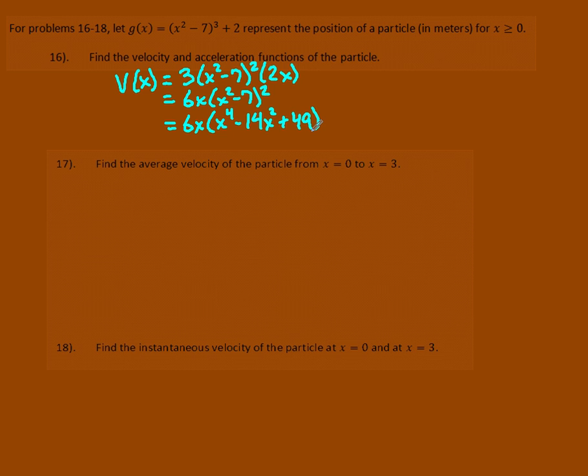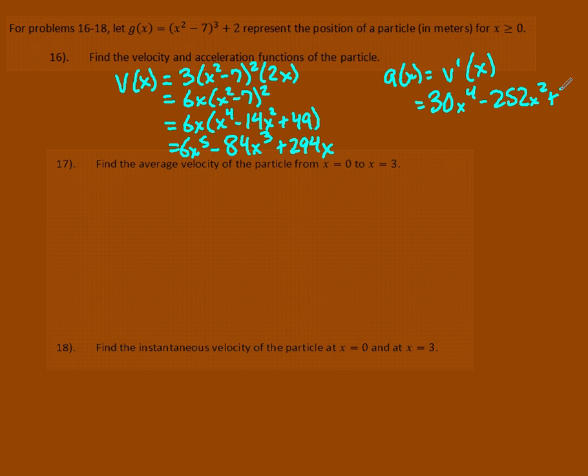And I can even distribute that 6x all the way through. When I do that, I will get 6x to the 5th minus 84x cubed, and the last part will be 294x. So there's your velocity function. To do the acceleration function, remember acceleration is just the derivative of velocity. So the derivative of this will be 30x to the 4th minus 252x squared plus 294, just using the power rule.